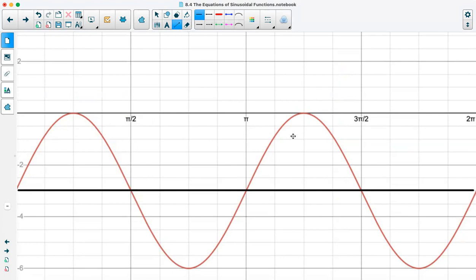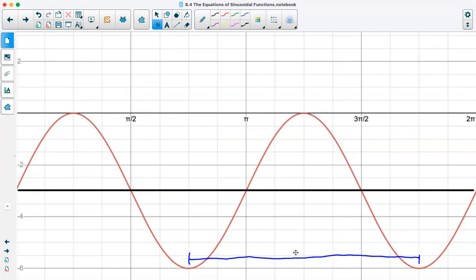And we can see that essentially our distance between, say, 2 minimums or 2 maximums is going to be pi. So that's our period. And we can also see that we didn't horizontally shift because our graph of sine is going through 0, 0.